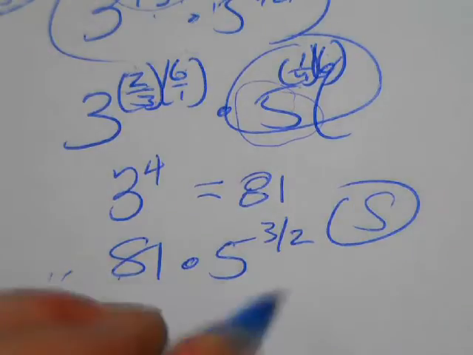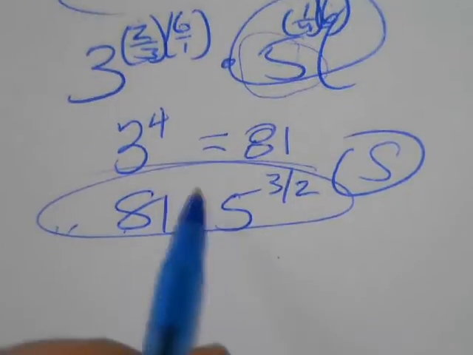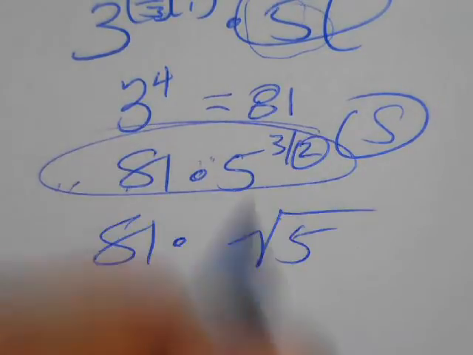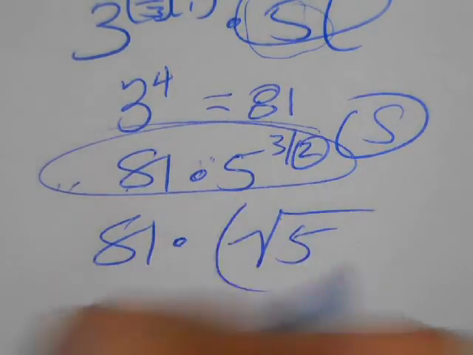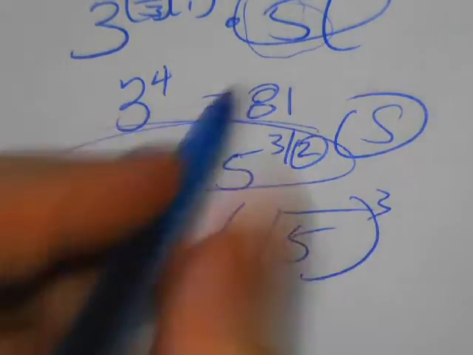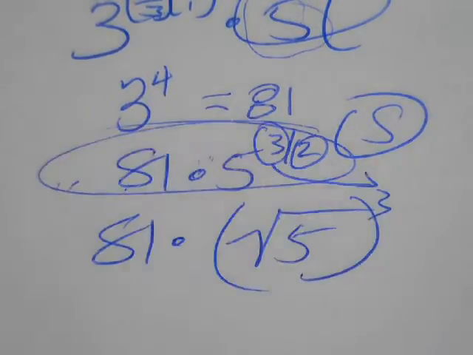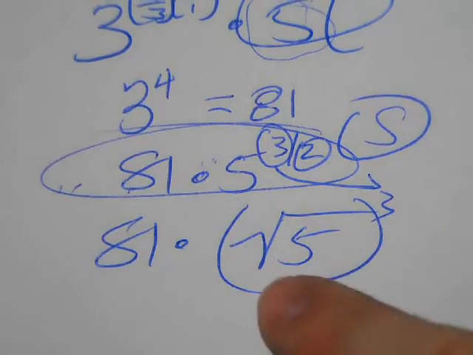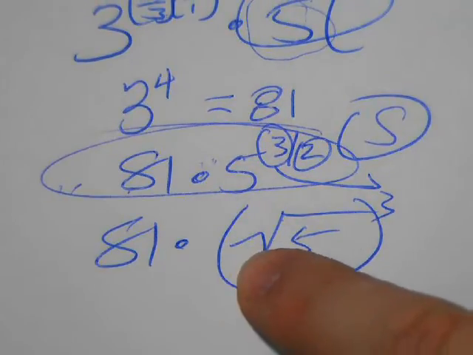And this is the most simplified that we're going to take it. Another way to write this would be 81 times the square root of 5, that's the square root right there, raised to the 3rd power, and that's this exponent right here. Totally another way to write it, and it's totally fine. And we know this square root has an index of 2, and that's your denominator right here.